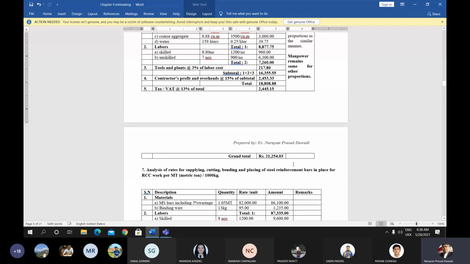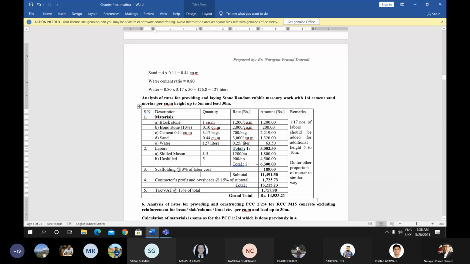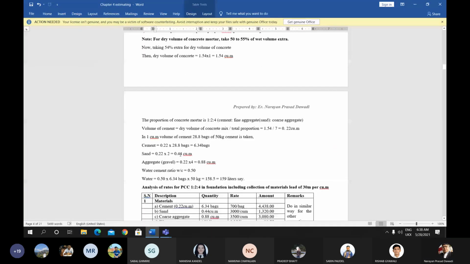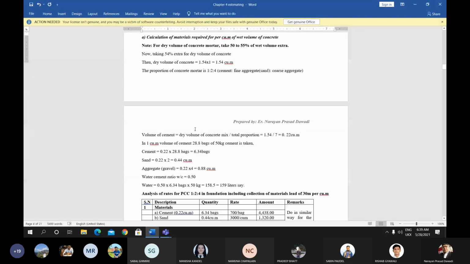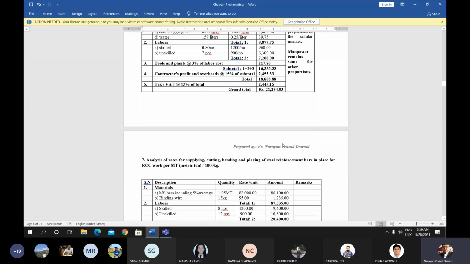The grand total cost is 21,254 rupees 03 paisa for the analysis of rates for PCC for RCC. For RCC PCC, the cost would be 21,254 rupees 3 paisa.